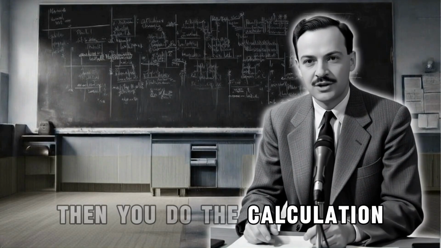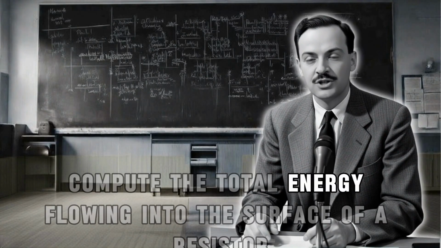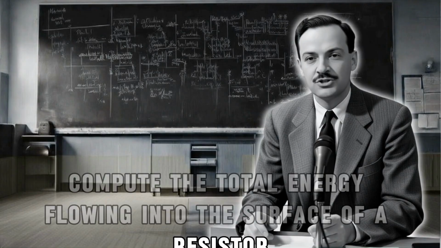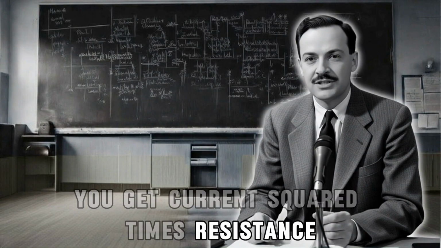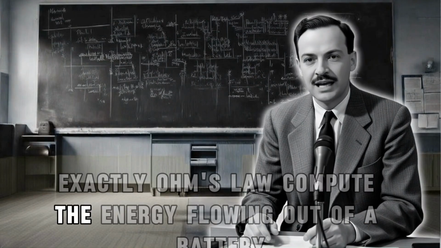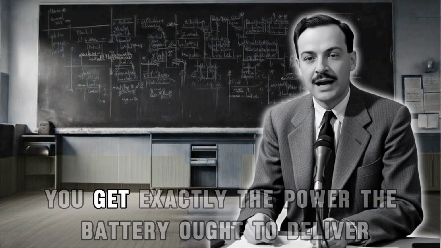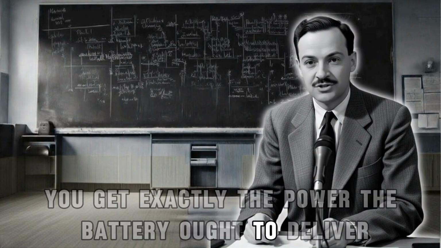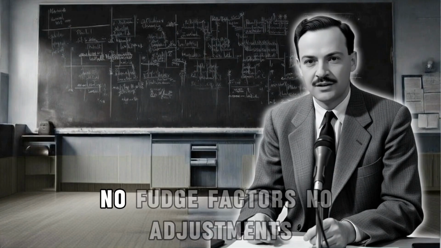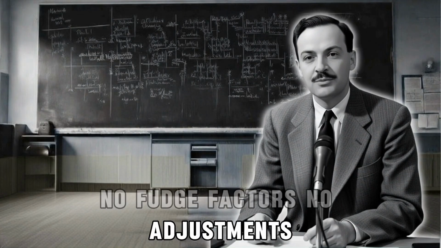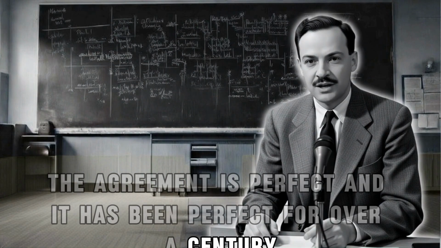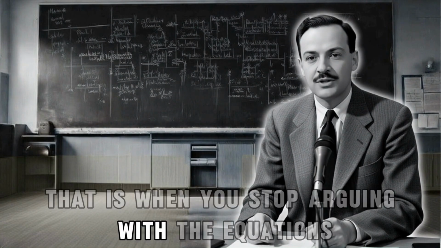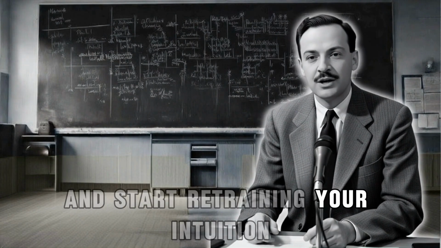Then you do the calculation. Compute the total energy flowing into the surface of a resistor using the Poynting vector. You get current squared times resistance, exactly Ohm's law. Compute the energy flowing out of a battery. You get exactly the power the battery ought to deliver. Watt for watt. No fudge factors, no adjustments. The agreement is perfect, and it has been perfect for over a century. That is when you stop arguing with the equations and start retraining your intuition.